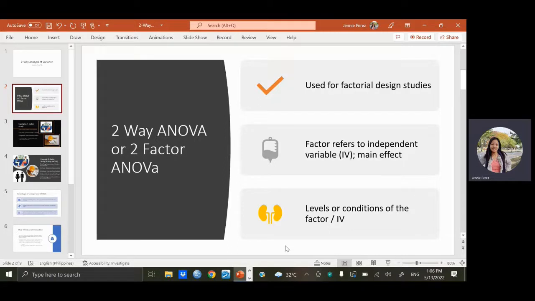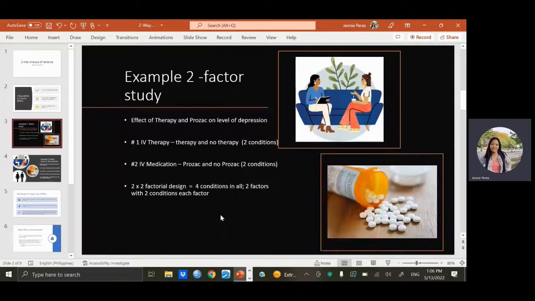Now, each factor in a two-way ANOVA has two or more levels or conditions of the independent variable. So a two-way analysis of variance involves a study that has two factors. Thus it is called two-way because there are two factors or two independent variables, and each factor has two or more levels or conditions.